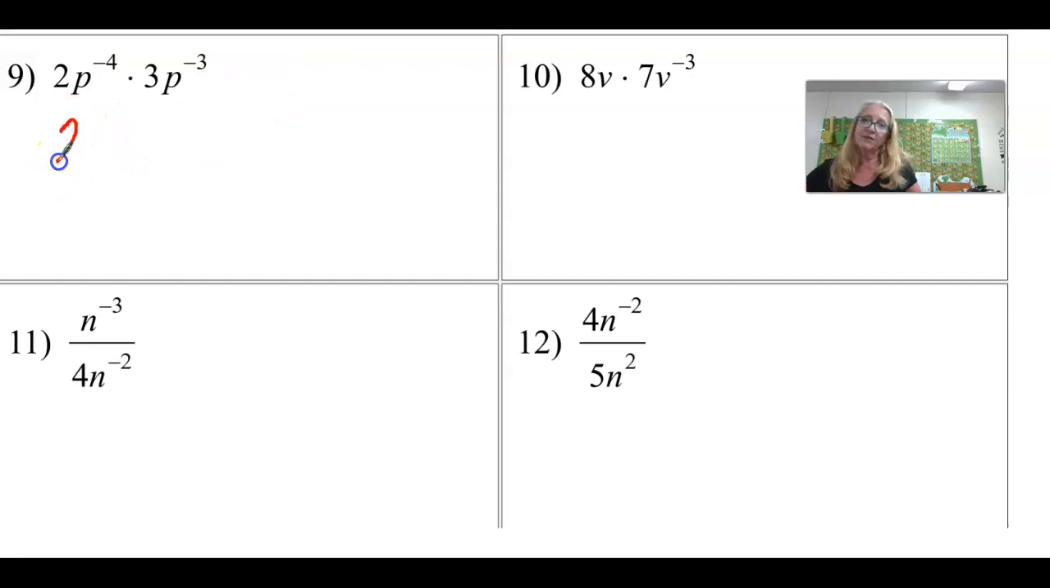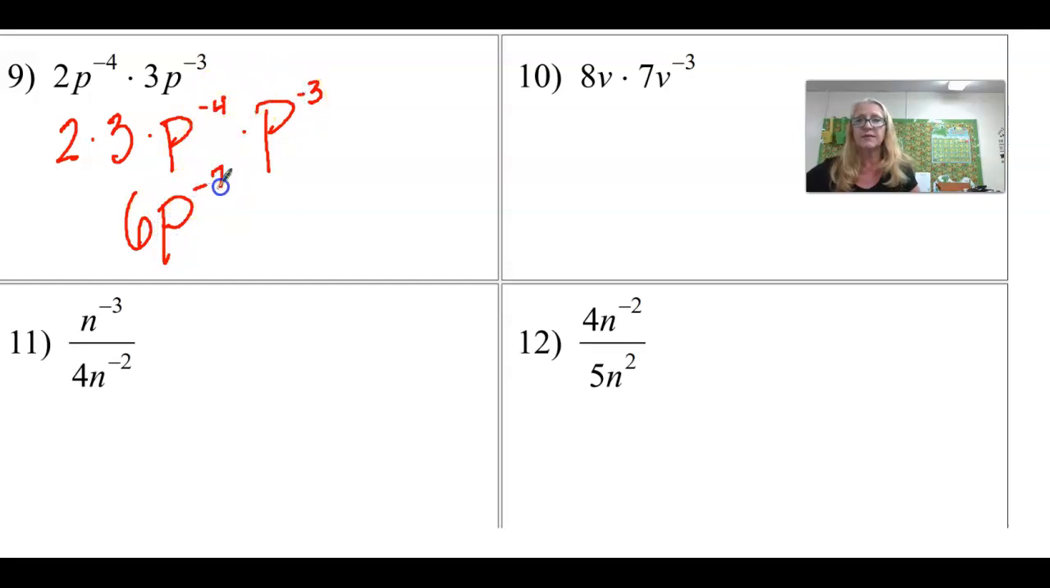Alrighty, so let's go ahead and multiply this out. We would have 2 times 3 times p to the -4 times p to the -3. 2 times 3 is 6. Add the exponents. -4 plus -3 is -7. We must simplify this, so we put the 6 on top because it's to the +1 power, but p goes to the bottom and becomes a +7 power.